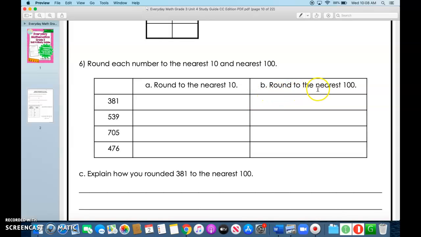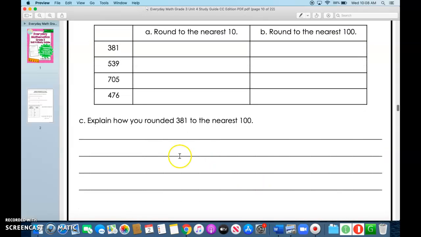Then you round it to the nearest 100. So you look at 381 and think 300 or 400. And 381 is closer to 400. So you would write 400 here. So here on all of these, you round the number over here to the nearest 10, then to the nearest 100, to the nearest 10, to the nearest 100, to the nearest 10, to the nearest 100.